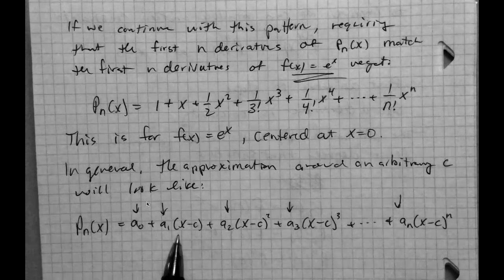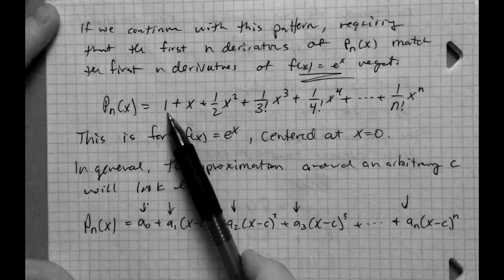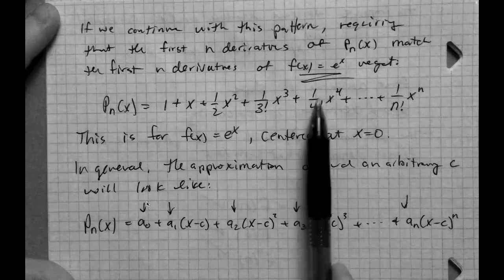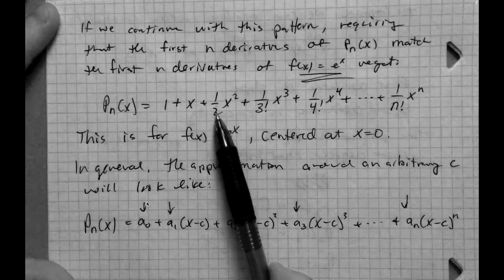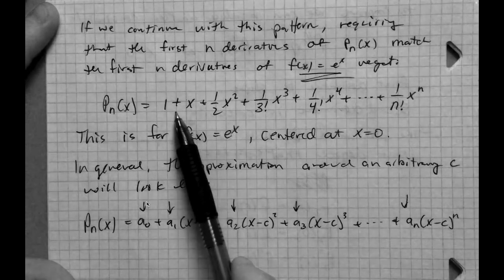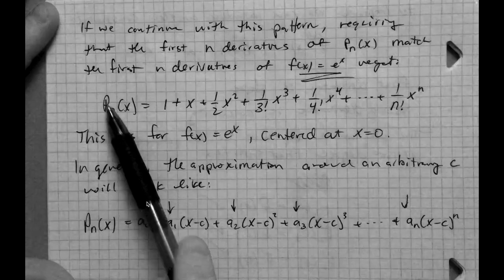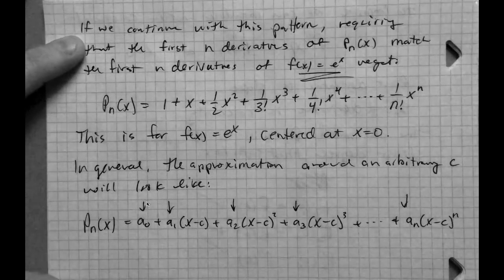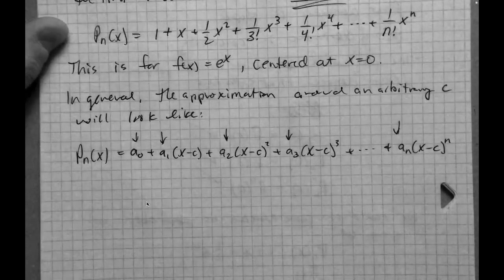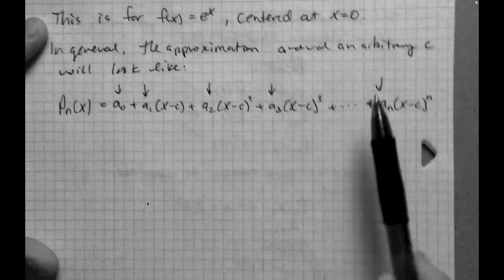And so let's think about this for a second. In the example we just looked at, you can see that the 1/2, the 1 over 3 factorial, the 1 over 4 factorial, these are just constants, right? So they're not going to impact the derivatives of p of n here. So let's think about what these derivatives would look like in a general sense by using this expression here.